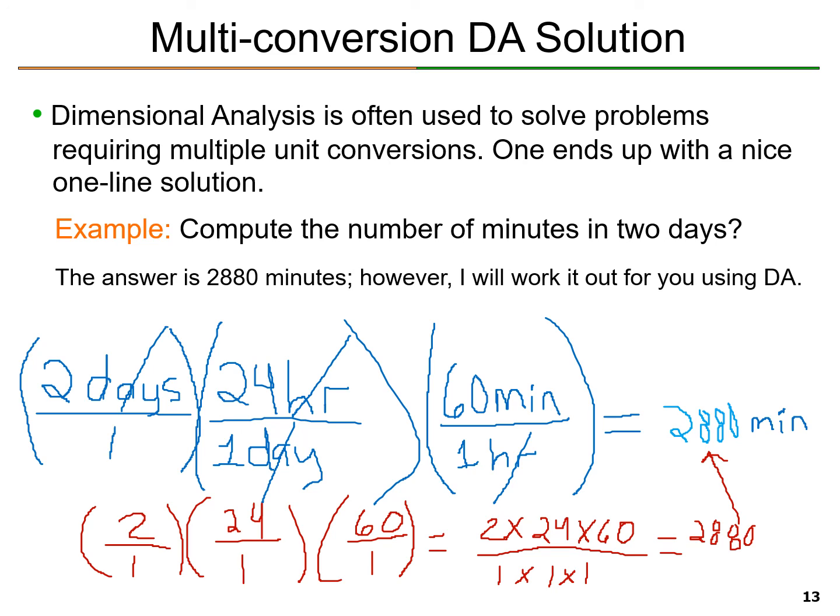Okay, so here's the complete one line solution. 2,880 minutes in 2 days. This is a one line solution. This is beautiful. So we've used dimensional analysis twice because we had two conversion factors. Now in fifth grade, they use proportions to solve unit conversion problems. Now that would be a little bit awkward on this problem here. This is much easier, much simpler, and less susceptible to errors.